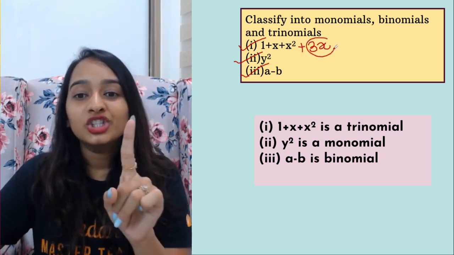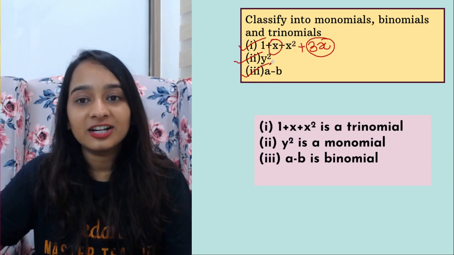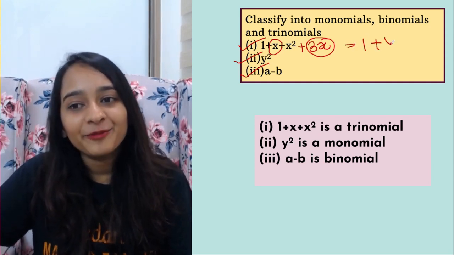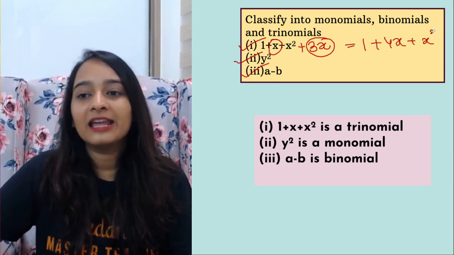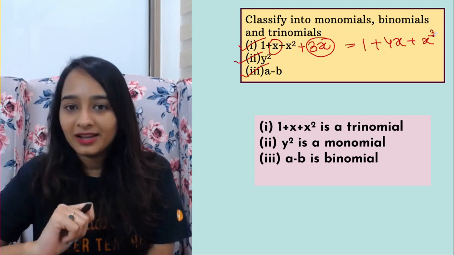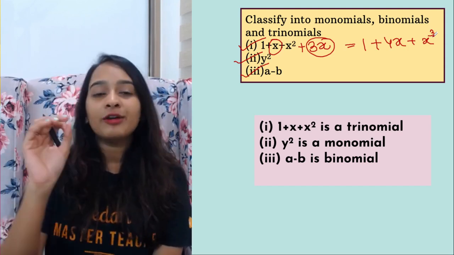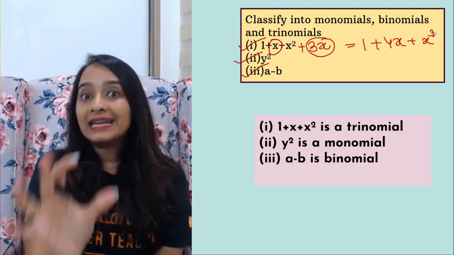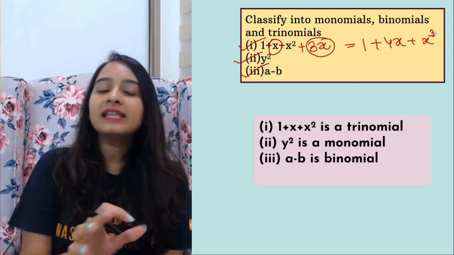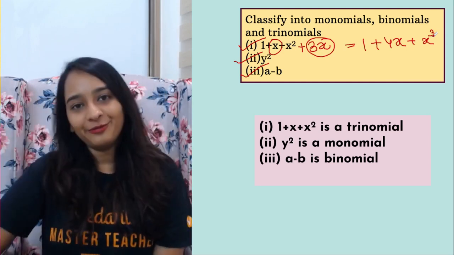No. Check if there are any like terms. Add them. 4x plus x square. You will get a trinomial. So please be very careful when you have a like term. You first simplify it and then you count the number of terms.